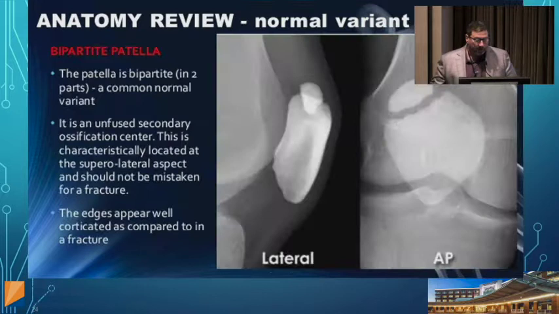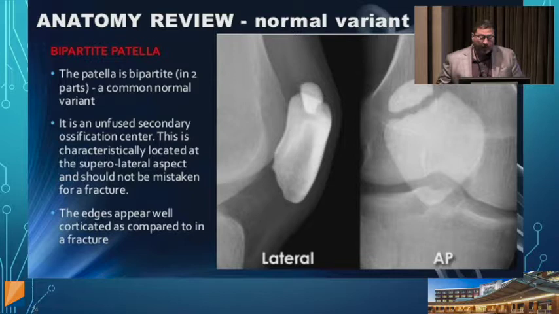Sometimes we see what's called a bipartite patella. That's a patella that has not completely fused. On palpation in this area, it would be non-tender if there's no fracture. If you're concerned that it might be a fracture, in this case an MRI might be useful. But by physical examination and X-ray, you can usually tell if it's a bipartite patella or a fracture.